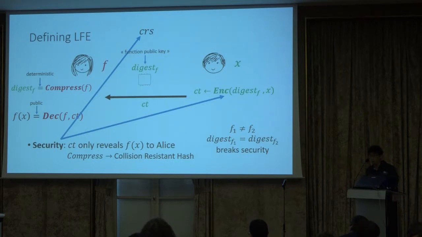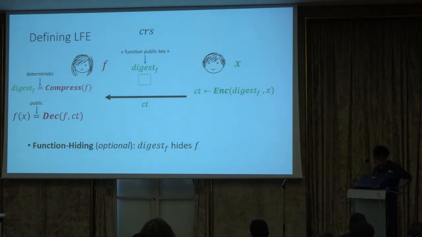over there. So that's just syntax, and I'll omit the CRS as an input to the algorithms, but implicitly it's there. And the last property we might want is that for now, we only require security with respect to Bob. What if we require also security with respect to Alice? We might want that the digest actually hides F. So for now, this is definitely not the case because the compression function is deterministic. So we consider a variant of Laconic function evaluation where Alice will use some randomness to randomly compress the function into a digest.